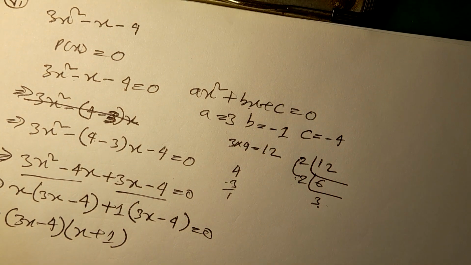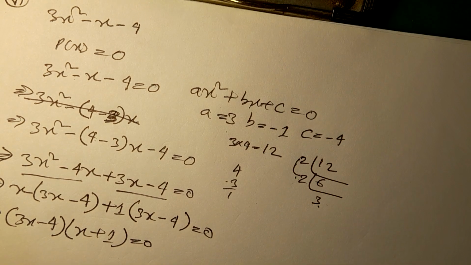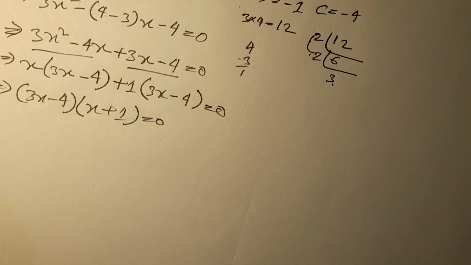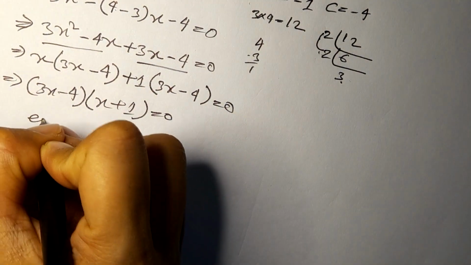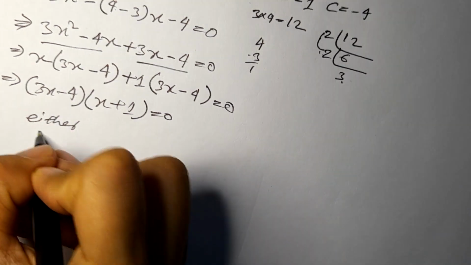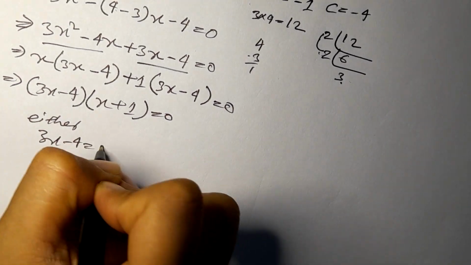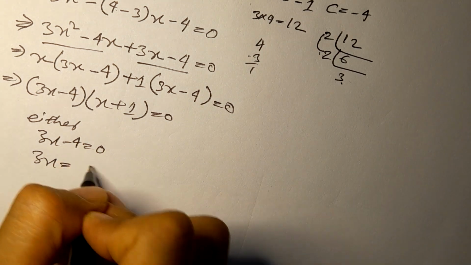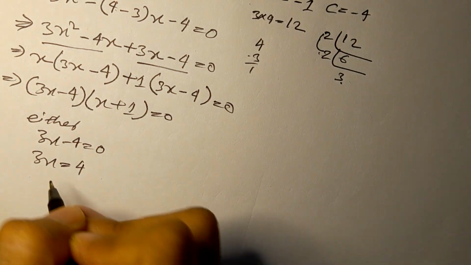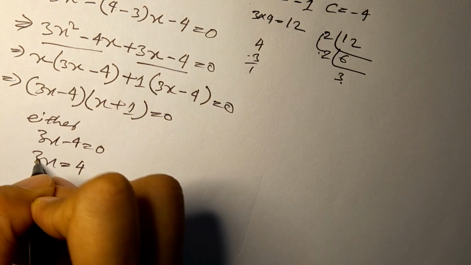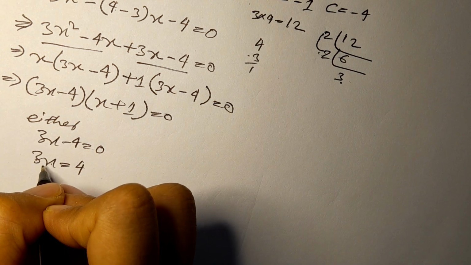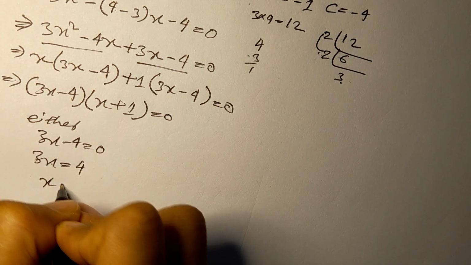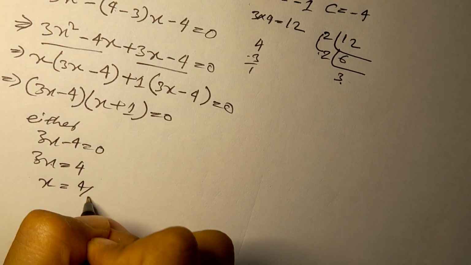Now I need the values of x when it is equal to 0. Now I need the value of x, that is the zeros of the polynomial. Either 3x minus 4 equal to 0, so it will be 3x equal to, take the 4 to that side, it will give the positive, so it will be 4. Now check the operation between 3 and x. What is the operation between them? There is a multiplication, so it will be divide. So x equal to 4 divided by 3.